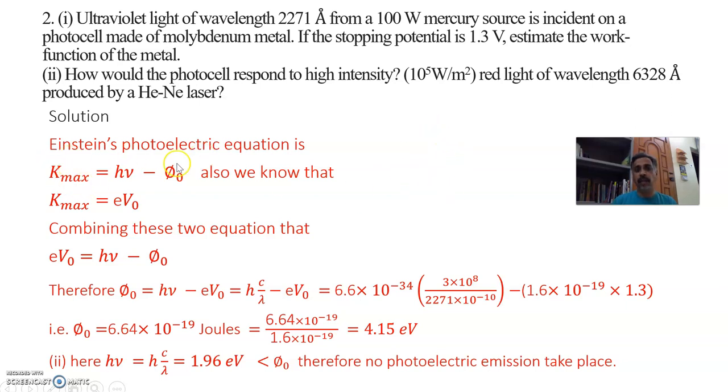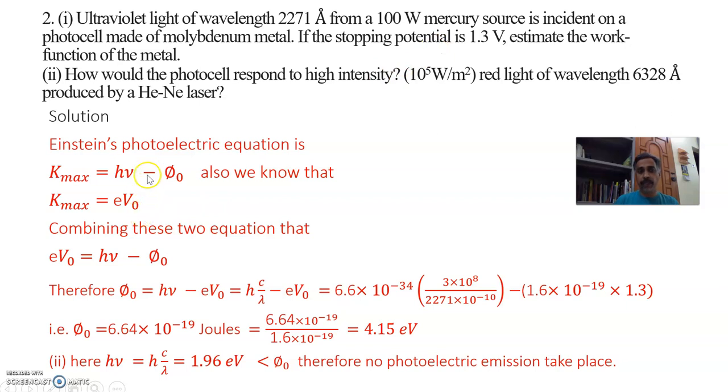We know Einstein's photoelectric equation, which reads K max is equal to h nu minus phi naught. K max is the maximum kinetic energy. H nu is the quantum energy of each chunk that is incident, minus the work function of the metal. And this K max can also be written in terms of the stopping potential as e into V naught, where V naught is the stopping potential, which is given here.